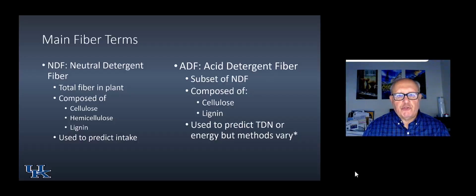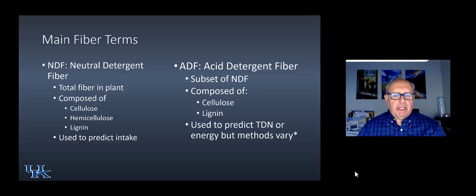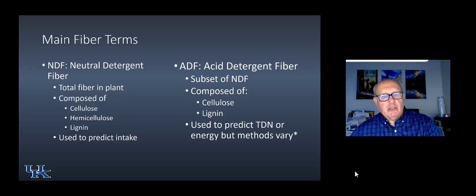So just to put it on a slide and have it all in front of you at one time, the main fiber terms that you'll see on a forage analysis are NDF, neutral detergent fiber, the total fiber in the plant. It's composed of cellulose, hemicellulose, and lignin, and we use that number to predict intake. ADF, acid detergent fiber, is a subset of NDF, and it's composed of cellulose and lignin. And right away, you can see by difference that if we need to know the amount of hemicellulose in a forage, then if we subtract ADF from NDF, what we have is hemicellulose.